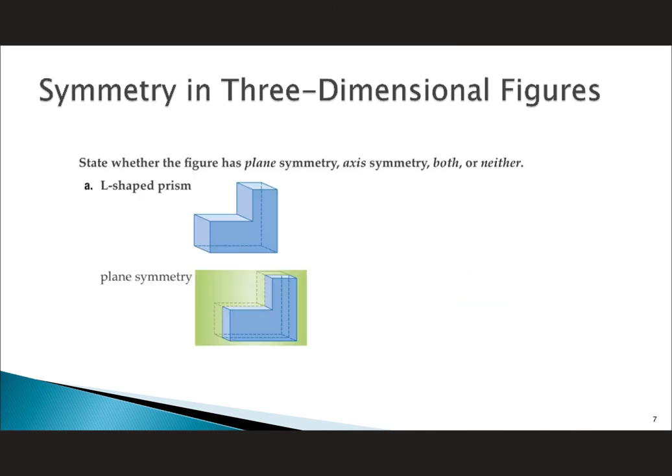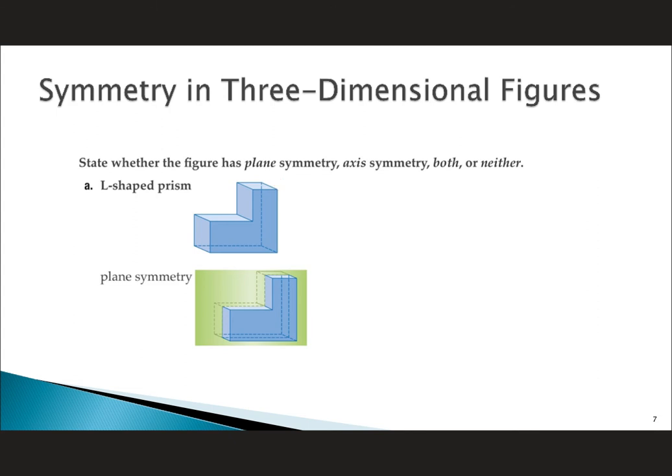Okay, so here we have an L-shaped prism, and the question is, does it have plane symmetry, axis symmetry, both, or neither? Because 3D figures can't have both. All right, so if you're looking at this L-shaped prism coming towards you, you could be thinking, no, it doesn't have plane symmetry or axis symmetry. But remember, these are 3D figures.